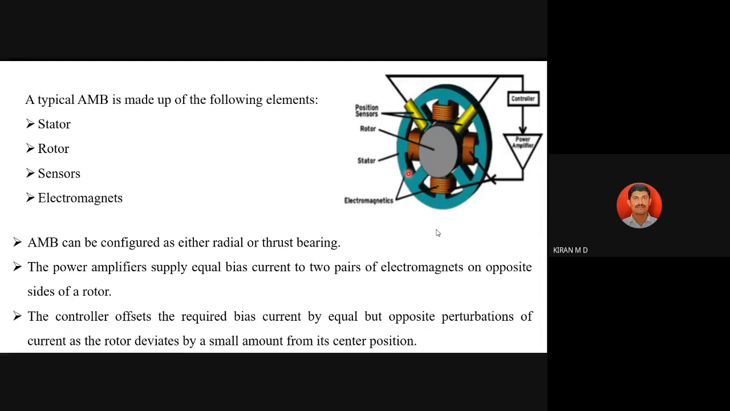Then the position sensor will sense the position and supply the signals, so that it will again create more magnetic field at the bottom and sides. Depending on the deviation, the power transmission takes place to the electromagnets.